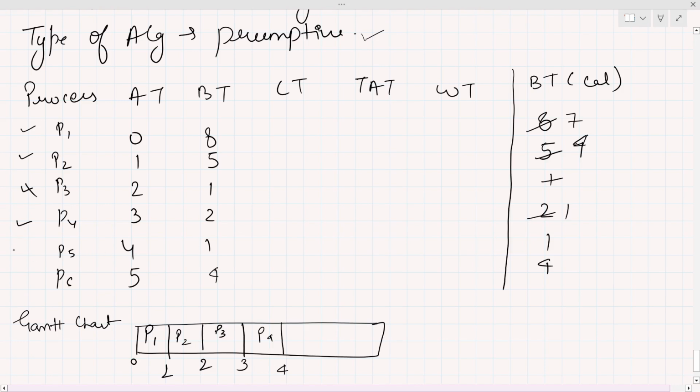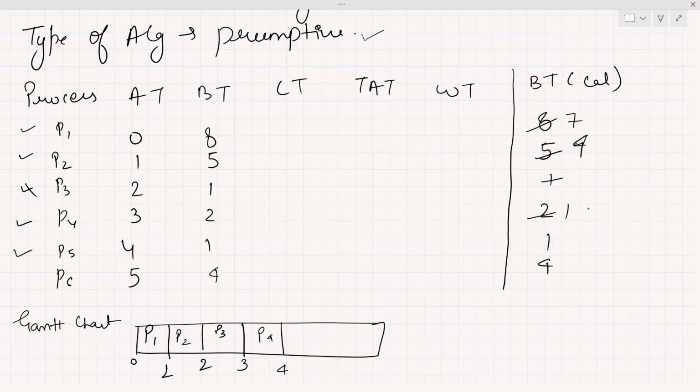At 4 we now have process P5 also available. So P1, P2, P4 and P5, four processes are available to get the CPU. Whosoever has the smallest burst time will get the CPU. P4 is the process with the smallest burst time. If this process has the smallest burst time, then we have to select this process. Among 7, 4, 1 and 1.